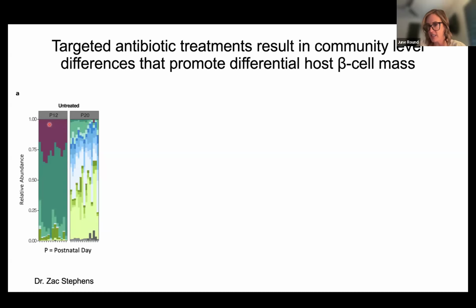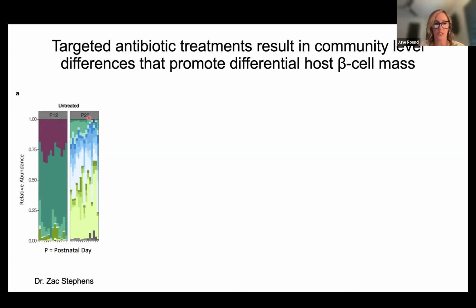And each color essentially represents a different family of bacteria. And you can see that if you look at P12 to P20, there is a pretty significant increase in the diversity of organisms that are acquired in these animals over that window of time.